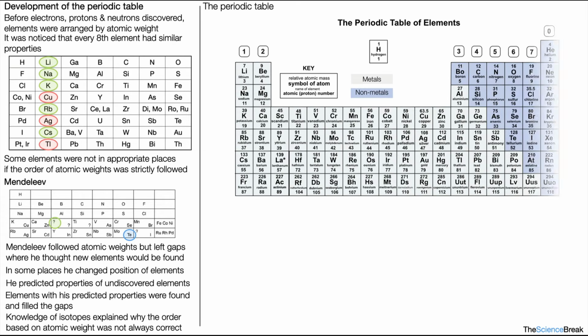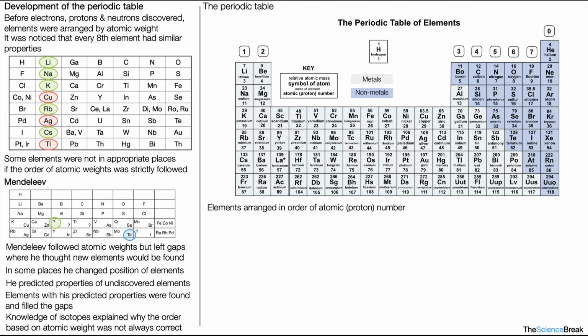The periodic table. Here is a larger version of the periodic table. We can see that we have the metals and the non-metals divided by my key there. So on the right hand side are the non-metals, and everything on the left hand side in the lighter grey is the metals.